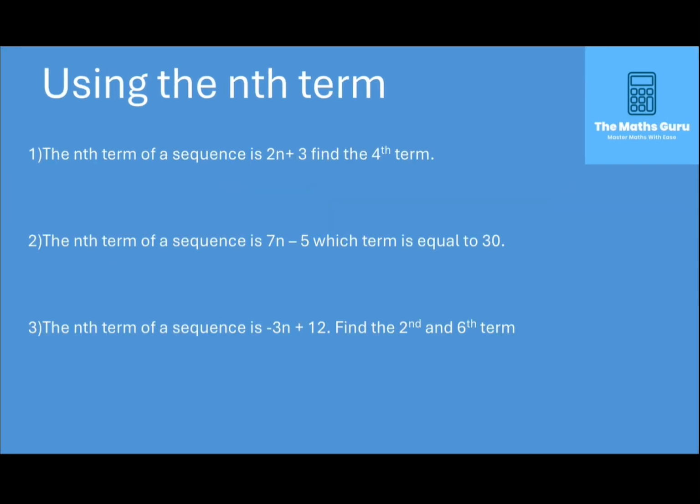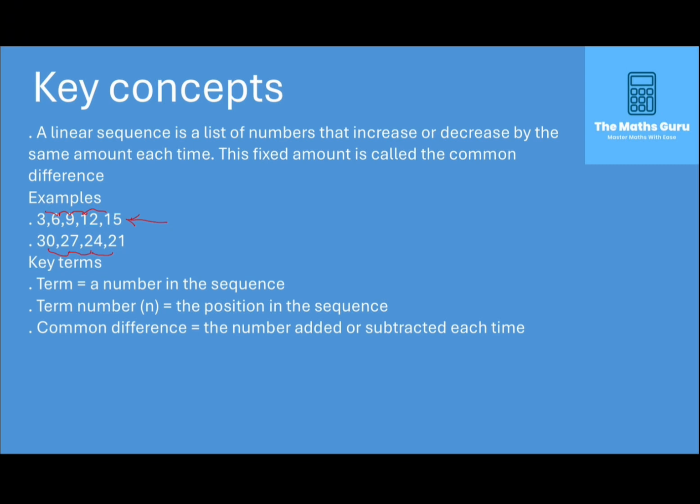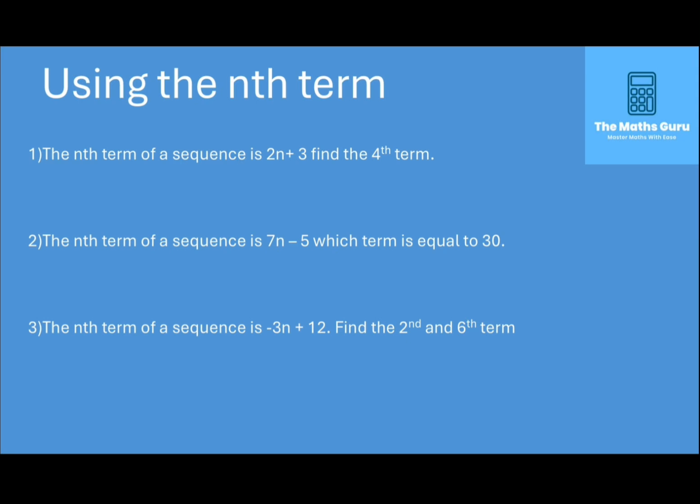We have to apply our knowledge of nth term. So we're going to use the nth term in this case. The nth term of the sequence is 2n plus 3. Find the fourth term. Going back to our definitions, the term number is defined by n, and this is our position in the sequence. So when we're trying to work out the fourth term, n is equal to 4.